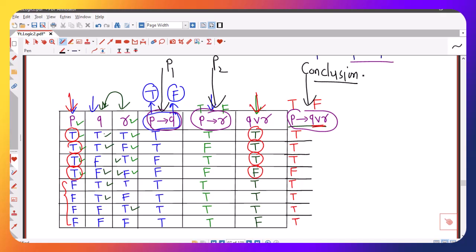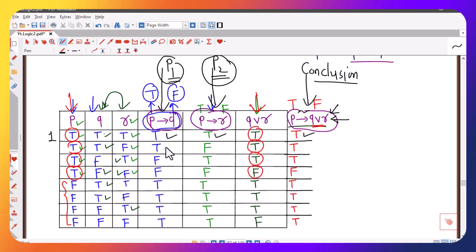And we know that the argument form is valid provided that the conclusion is true whenever the premises are true. Therefore, we will find out all those rows in which both P1 and P2 have truth value true, and if the corresponding truth value of the conclusion is also true, then our argument form is valid. So in the first row we can see that P implies Q and P implies R both are true, and here the conclusion is also true. So for the first row it is valid.